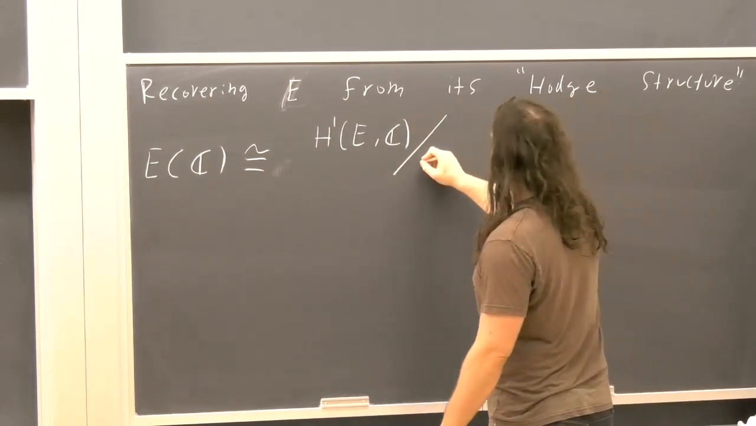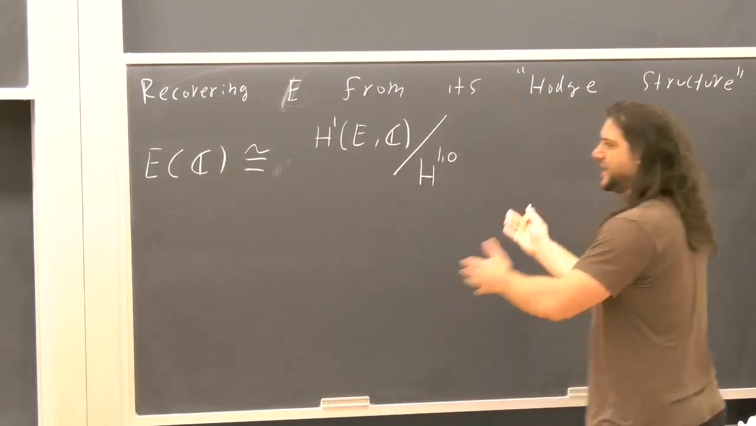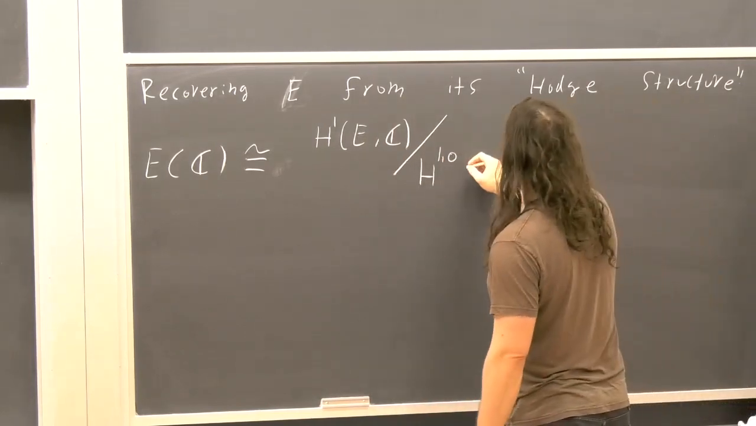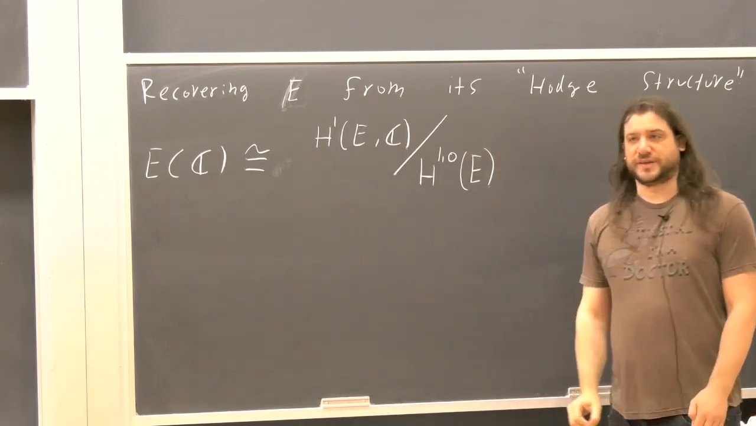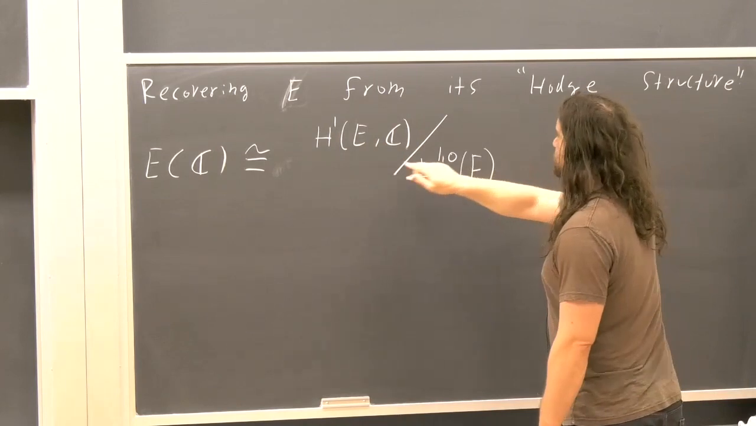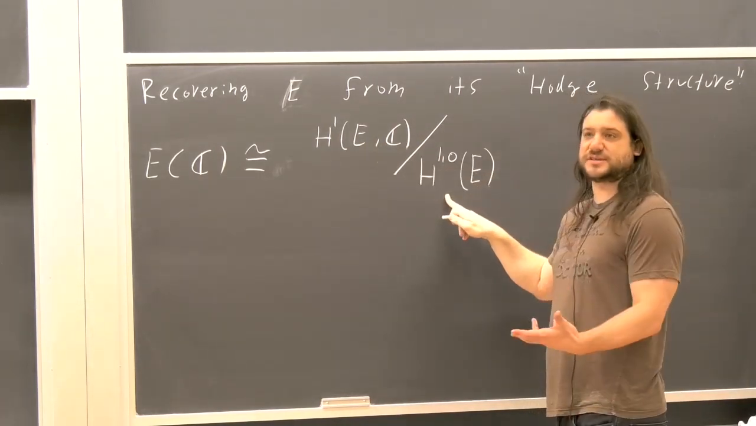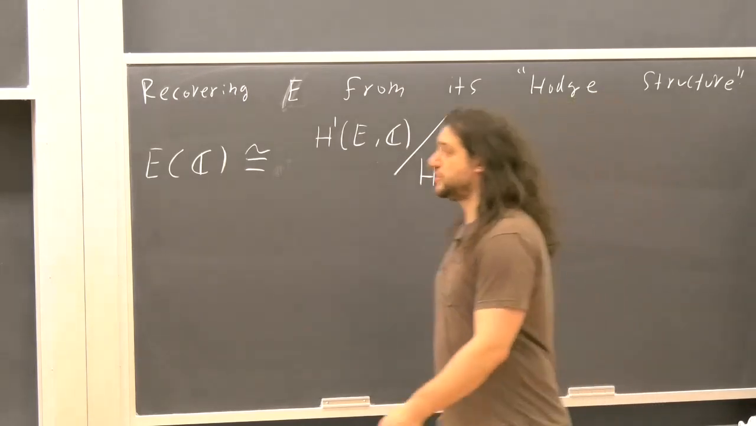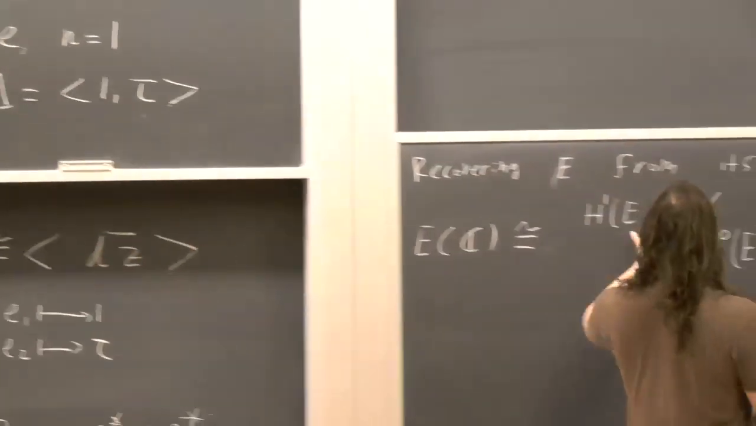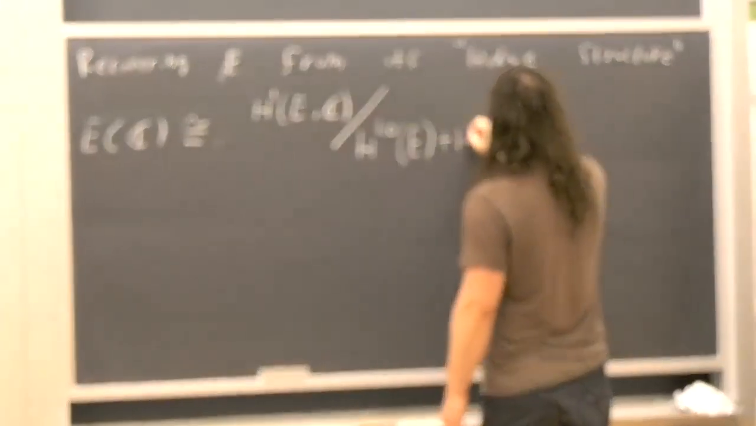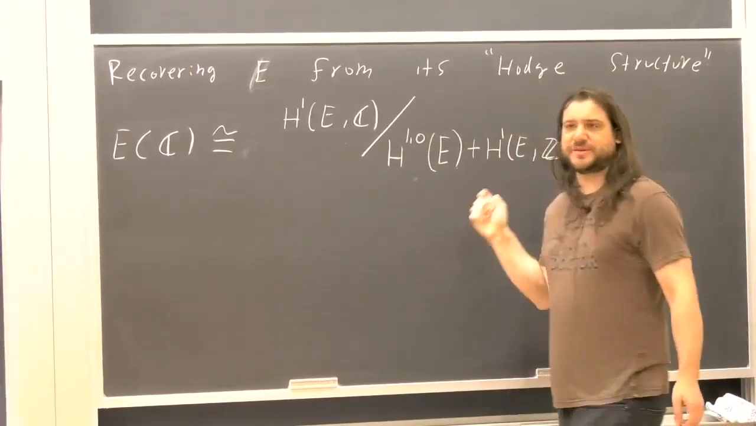You can then mod out by the image. I should be writing isomorphisms here, but I'm being a little lazy. Of H10 of E. So far, this is just a two-dimensional vector space mod a one-dimensional vector space. It was just a single copy of C. And so now I want to mod out by this lattice lambda, but I have a natural lattice, which is this thing with integer coefficients. I'm going to mod out by that as well.